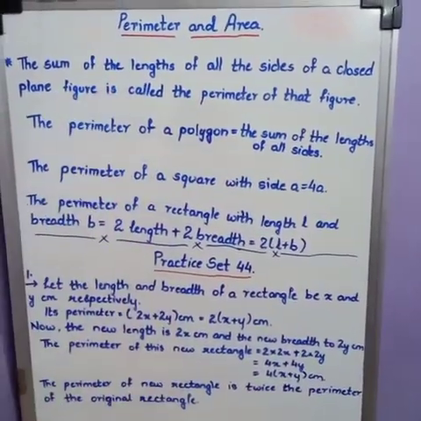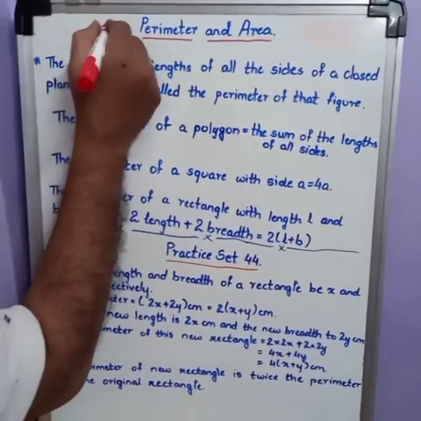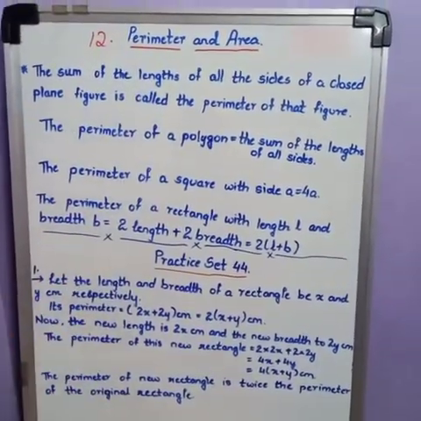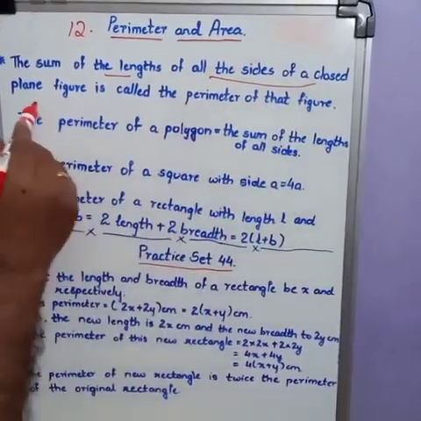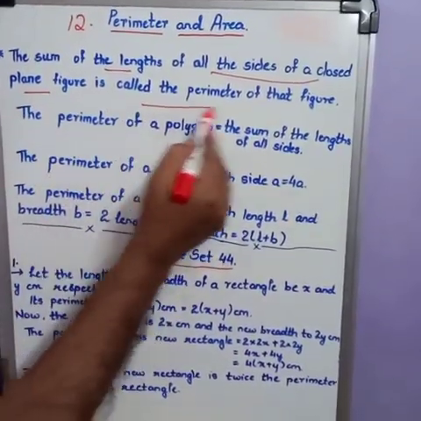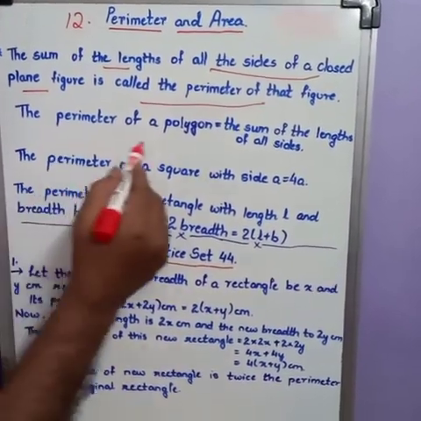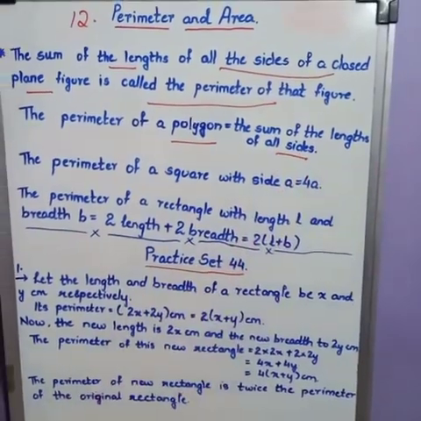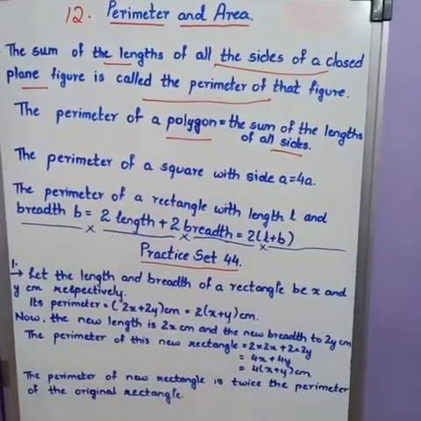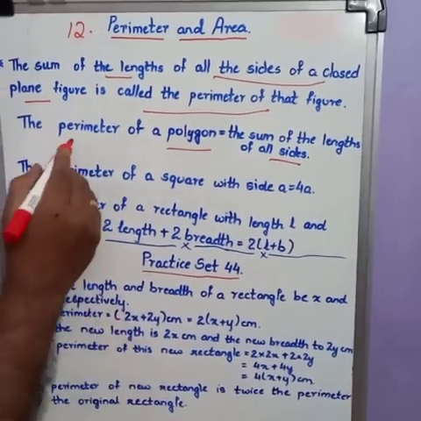Good morning students. Today we are going to start with a new lesson, perimeter and area. Lesson number 12. What is perimeter? The sum of the lengths of all sides of a closed plane figure is called the perimeter of that figure. The perimeter of a polygon is the sum of the lengths of all sides. When you add all the sides of that particular polygon, we get the perimeter.